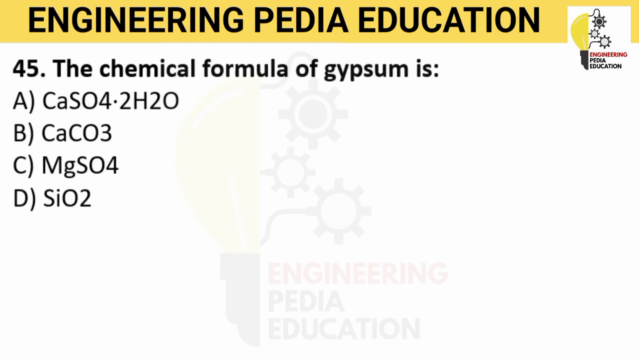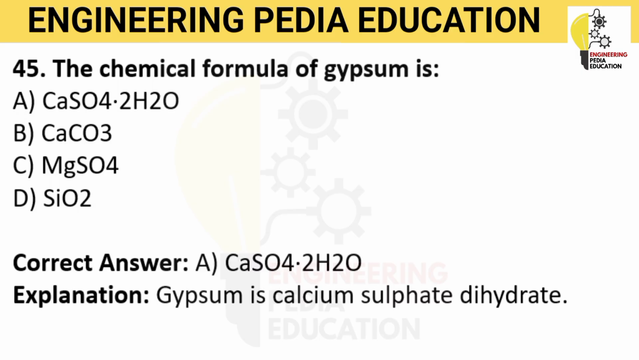Chemical formula of gypsum. Gypsum chemical formula is CaSO4.2H2O. It is mainly added to cement during manufacture to control the setting time. The function of gypsum in cement: prevent flash setting, increase working time, helps proper hydration of cement. Typical percentage in cement is 3 to 5%.